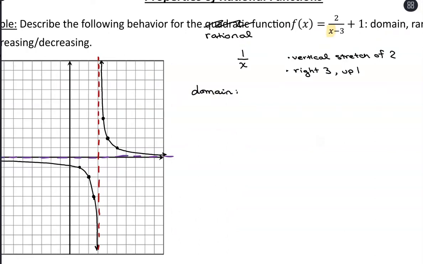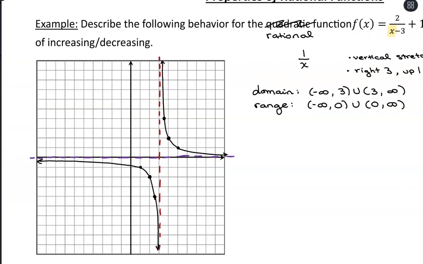So for domain, we want to skip over positive 3. So we're going to go negative infinity to positive 3, but not include it. Start at 3 and go off to positive infinity. For the range, we're going to do the same thing, but we want to exclude 0 from the y values. So negative infinity up to 0, and then from 0 off to infinity. So there's our domain and range.